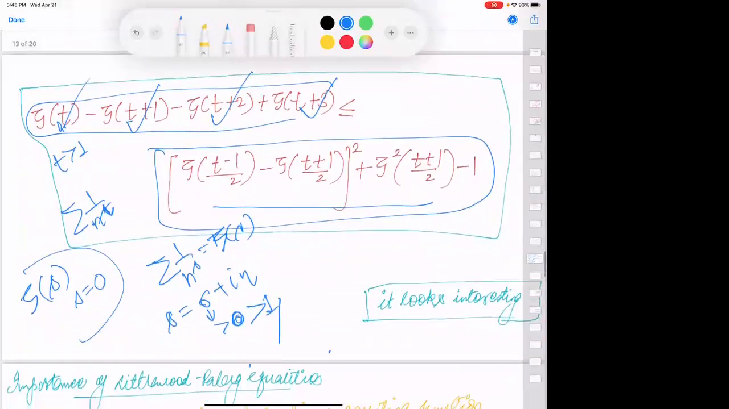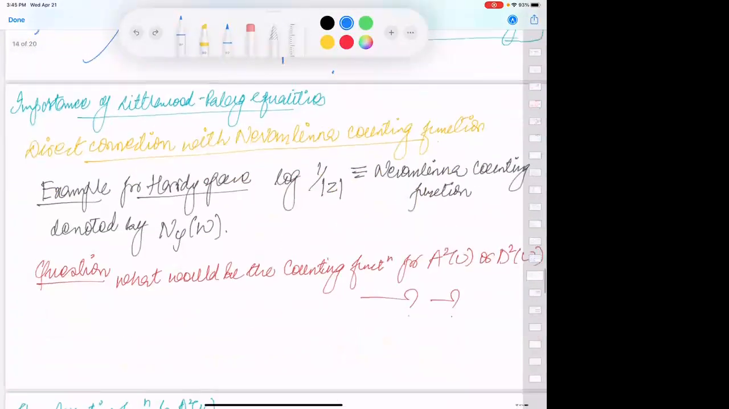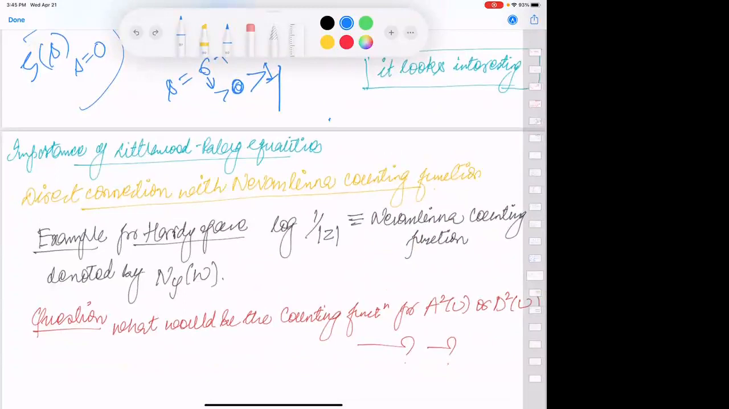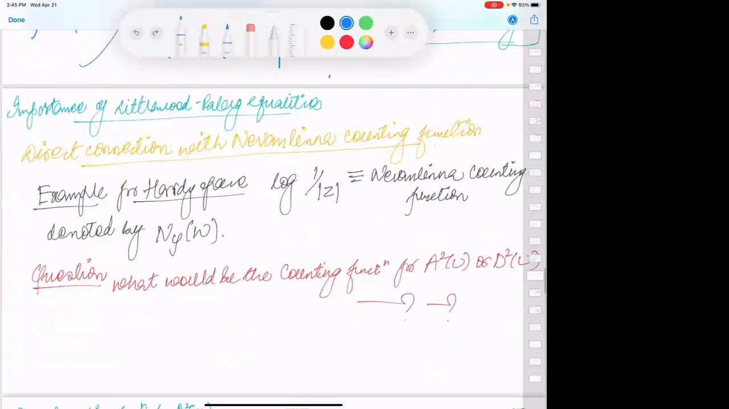So moving further, now if we talk about the importance of the Littlewood-Paley equality, the thing is this: you guys remember that when I wrote the Littlewood-Paley equality for the Hardy space, I marked this function as important, log 1 over absolute value of z.